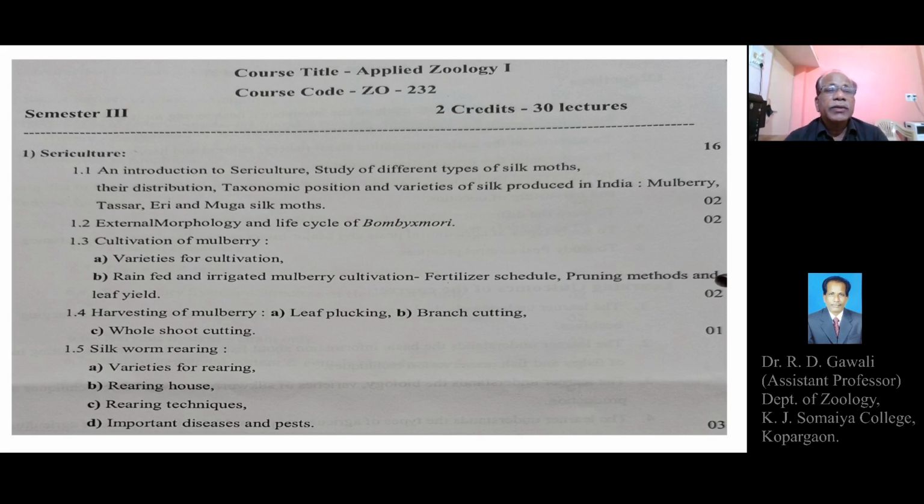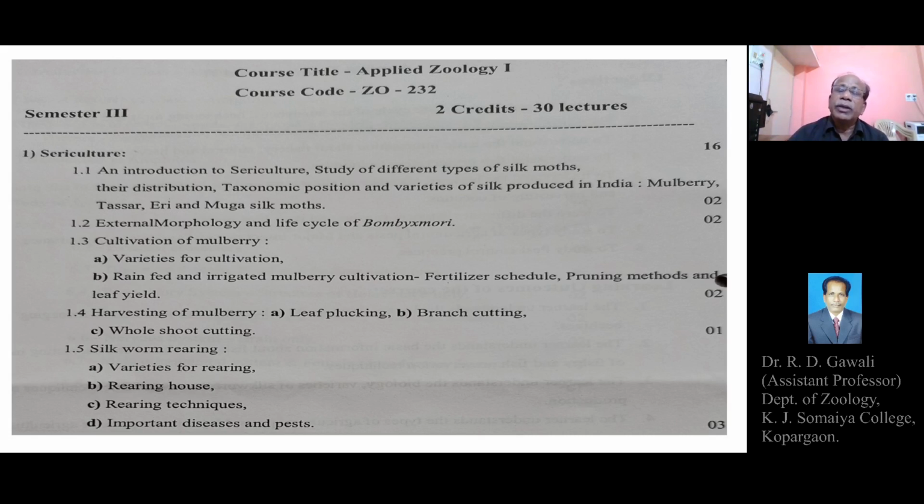The next point in cultivation of mulberry is harvesting of mulberry. There are various methods or modes used for the collection or cutting of the mulberry leaves, and they are the leaf plucking method, branch cutting method and whole shoot cutting method. Leaf plucking means the leaves of the mulberry plant are simply plucked by using fingers or a leaf plucker.